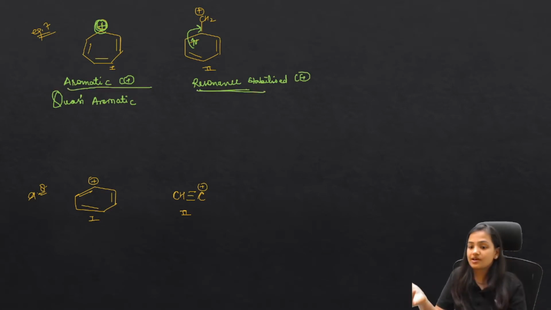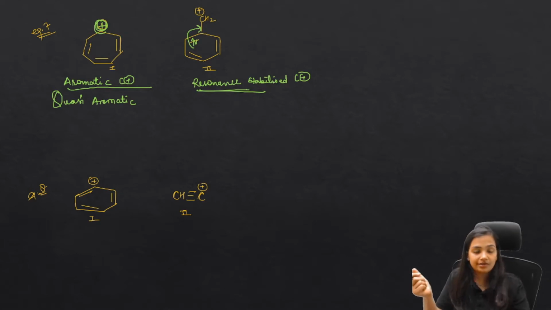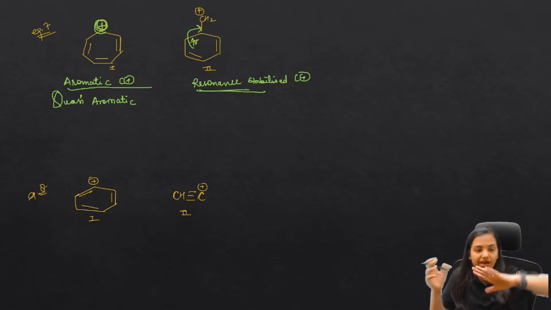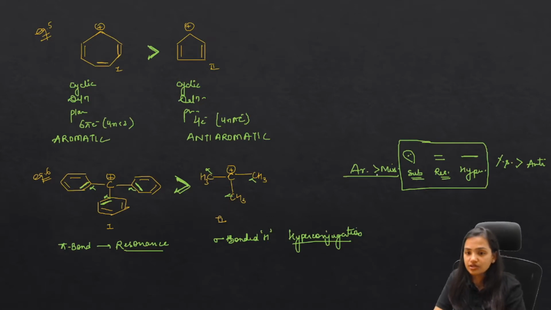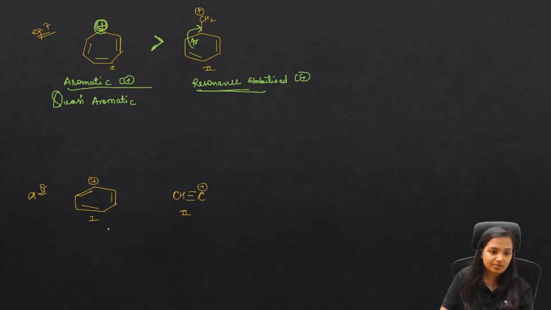Otherwise, of course, in aromaticity, resonance is actually there, right? Without delocalization, aromaticity could not be there. But that is the difference between the aromatic carbocation and the resonance stabilized carbocation. Okay, so who will be more stable? Just now we have seen the order. Aromatics are more stable than the resonance stabilized. So ultimately, this is going to be more stable. Please watch my lecture on quasi aromatic.